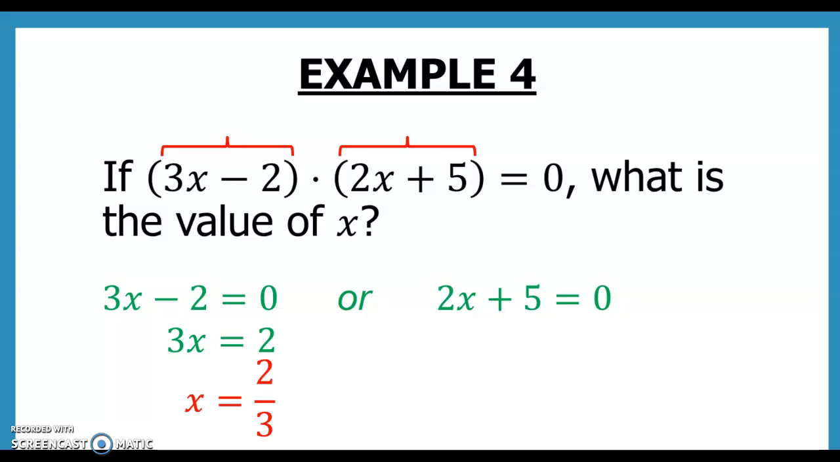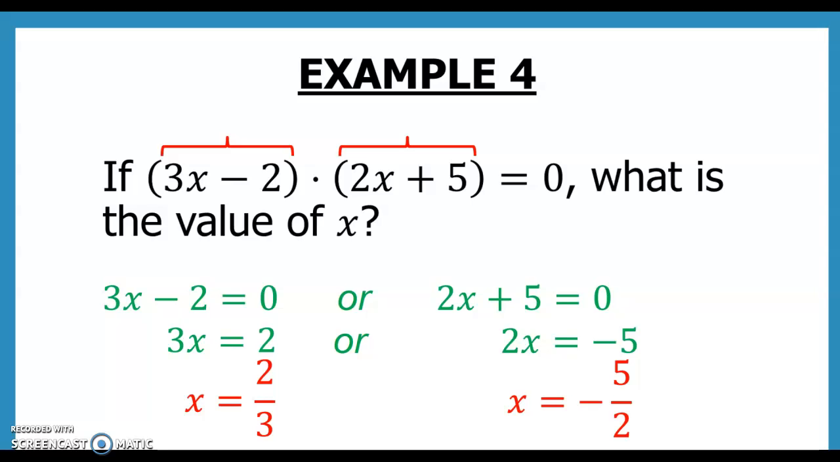So x equals 2/3. And I go over here and do the same thing for the other equation. I subtract 5 from both sides. I get 2x equals negative 5. And then I divide by 2. Since 5 can't be divided by 2, I leave it as negative 5/2. And I just pulled that negative out in front.